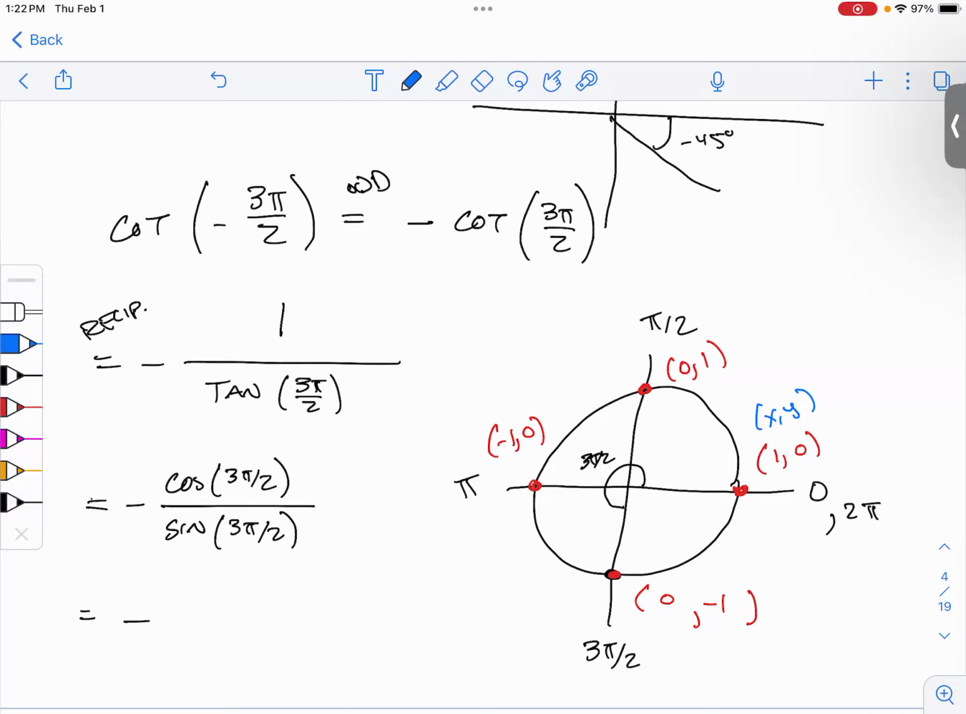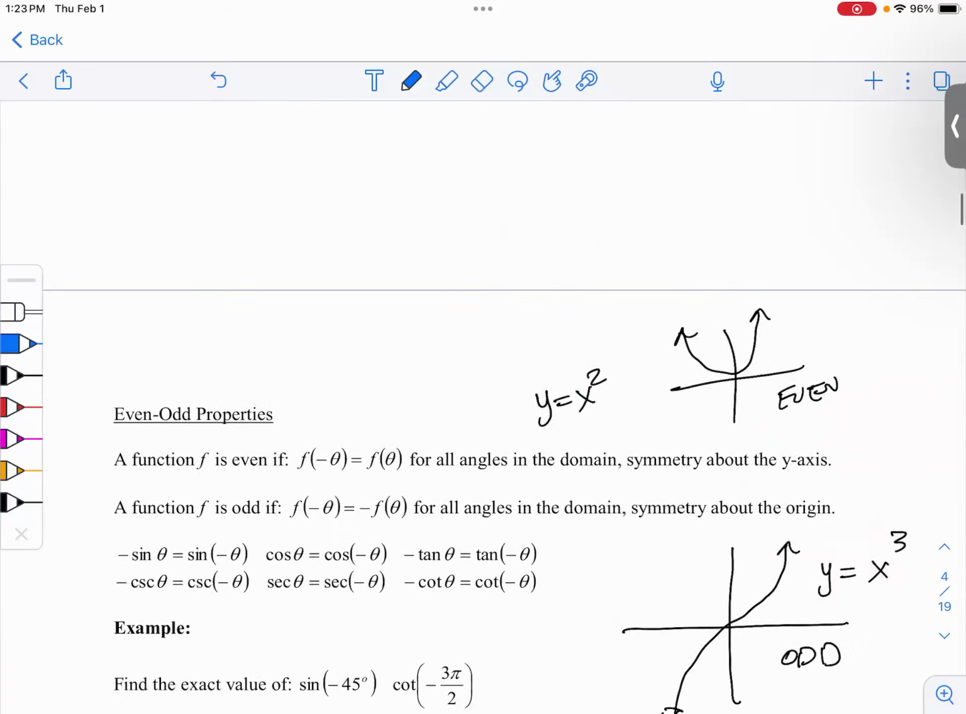So back to our problem. Cosine of 3 pi over 2 is 0. Sine of 3 pi over 2 is negative 1. So I have 0 divided by negative 1, which is, need my calculator, 0. So this is the real help of the unit circle. With these particular values, I can find sine and cosine, and hence every single reciprocal function very, very quickly. This does bring up one other thing.